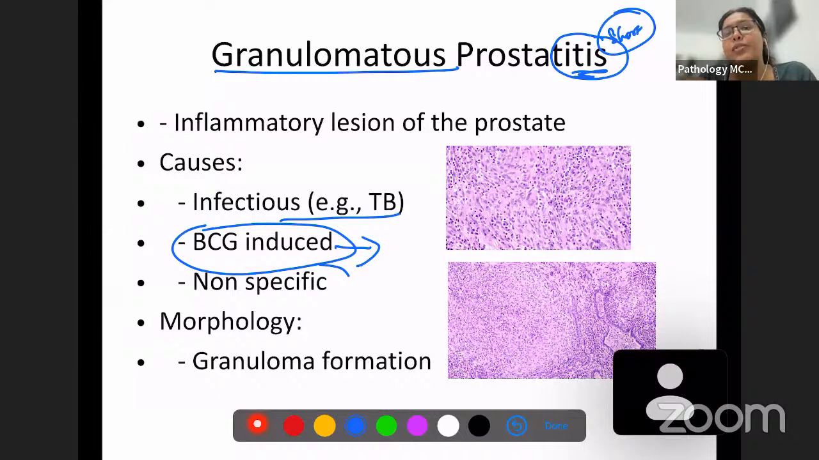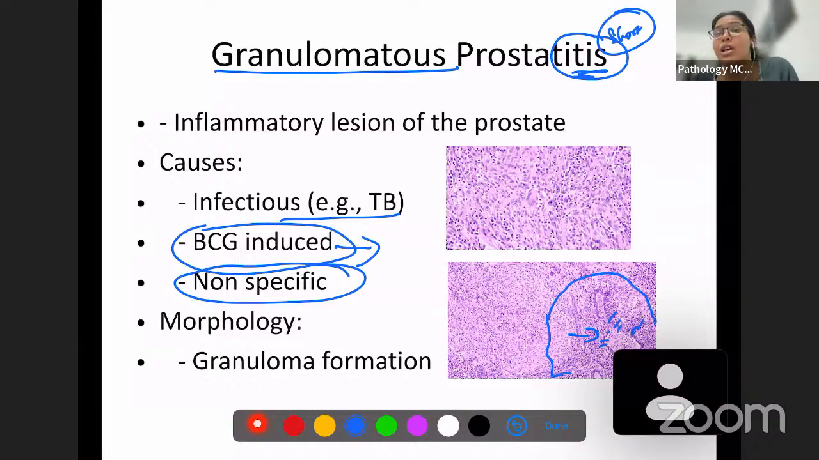Another thing is non-specific granulomas, which can also be seen in the prostate because certain ducts rupture and in the surrounding areas, macrophages and inflammatory cells come in and produce a granulomatous reaction surrounding the ruptured duct or ruptured gland. So these are three important causes of granulomatous prostatitis. One is infectious. We all know that tuberculosis will cause caseating granulomas. Other than that, BCG-induced and non-specific prostatitis are also common in prostate.